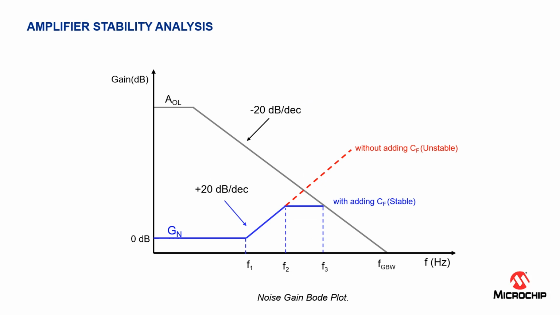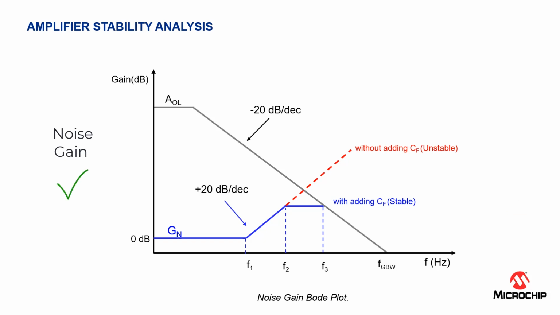Next, let's go over the stability of the Photodiode amplifier and explain why the amplifier will be stable after adding the feedback capacitor. The figure on the screen shows the noise gain Bode plot of the Photodiode amplifier in a log scale. It is important to clarify the difference between noise gain and signal gain because the system stability is dependent on the characteristics of the noise gain and not the signal gain.